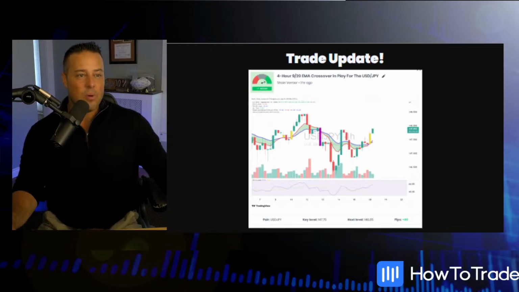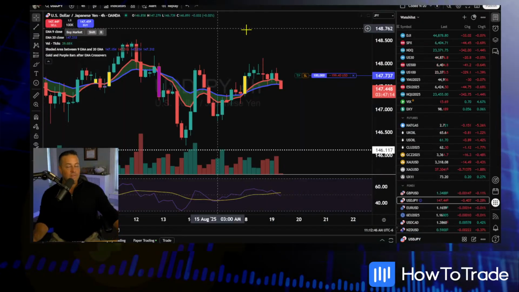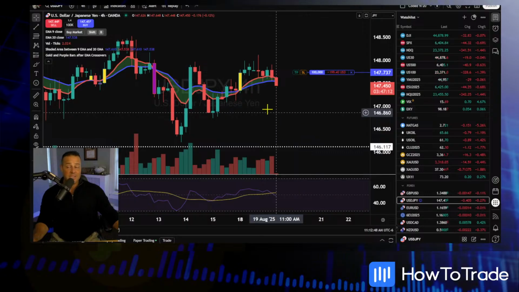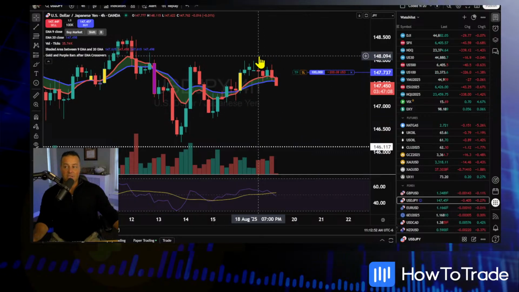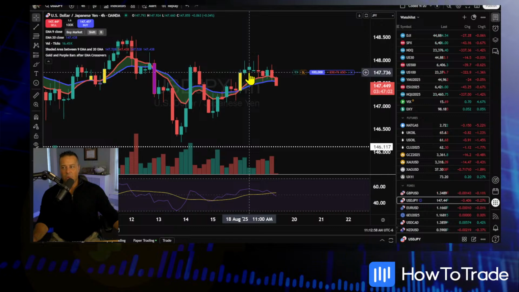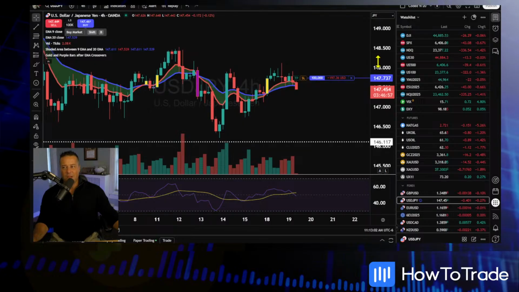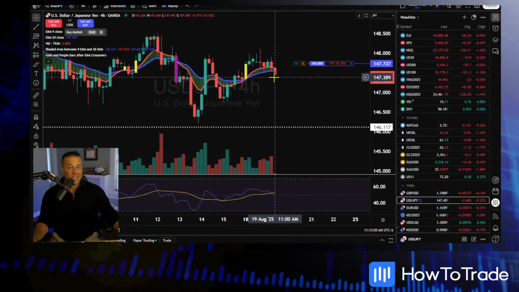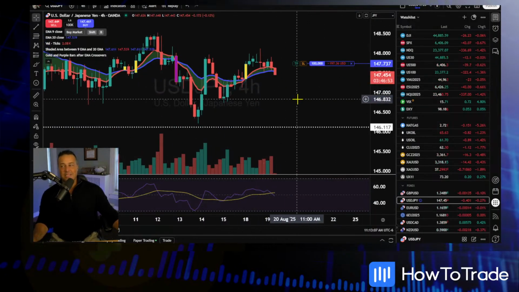Okay, trade update, 4 hour, 9/20 EMA crossover on the dollar yen. Let's go ahead and have a look. You can see this one's breaking against us. Right there was your bid signal. We rallied right up here, had a nice little look yesterday evening, up to about 148.11. We bought in about 147.73. Was it good enough? Not quite. Now the market's reversing against us, and it's starting to look like the yen's gaining a little bit on the dollar, which really shouldn't surprise anybody.